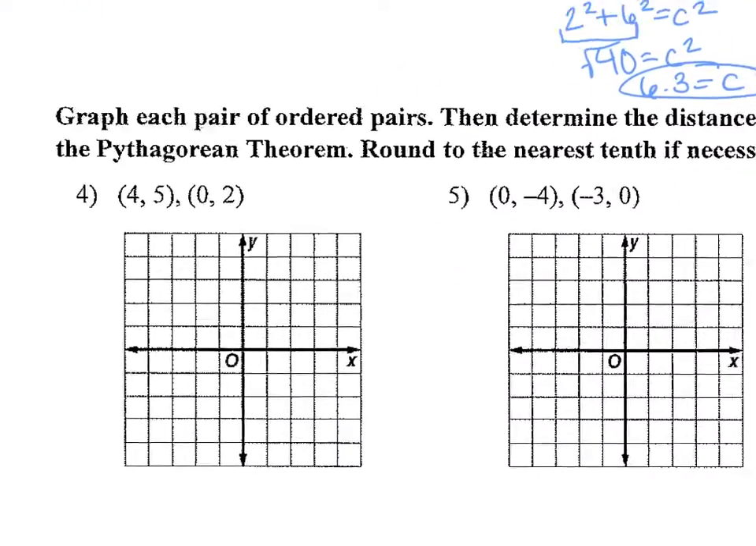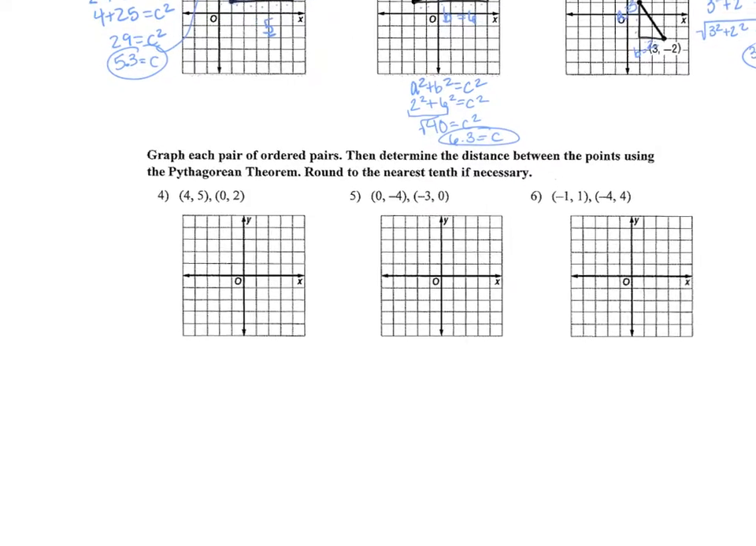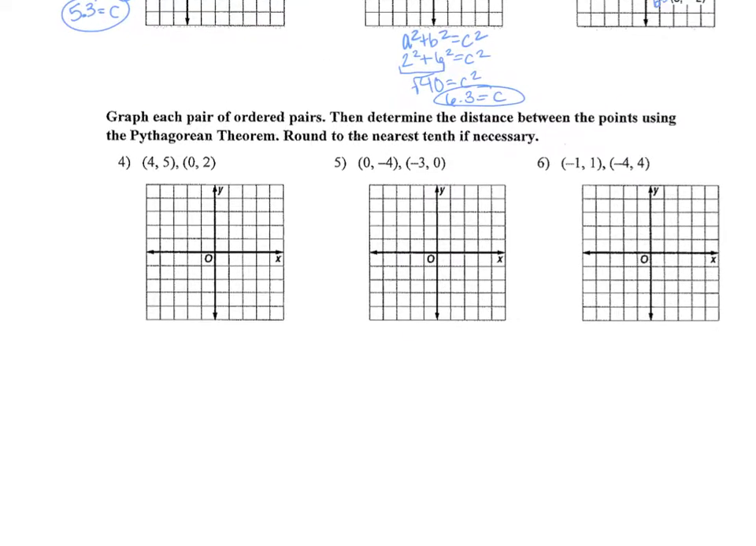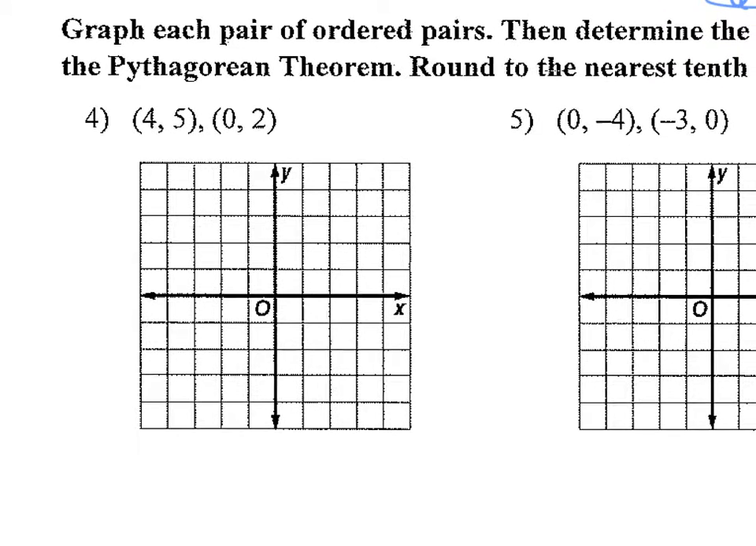Down at the bottom, so graph each pair of ordered pairs, then determine the distance between the points using the Pythagorean theorem. Round to the nearest tenth if necessary. So I'm going to plot these points first. First point's at 4, 5. 1, 2, 3, 4. 1, 2, 3, 4, 5. And 0, 2. So 0, 2. And so I'm looking for the distance here.